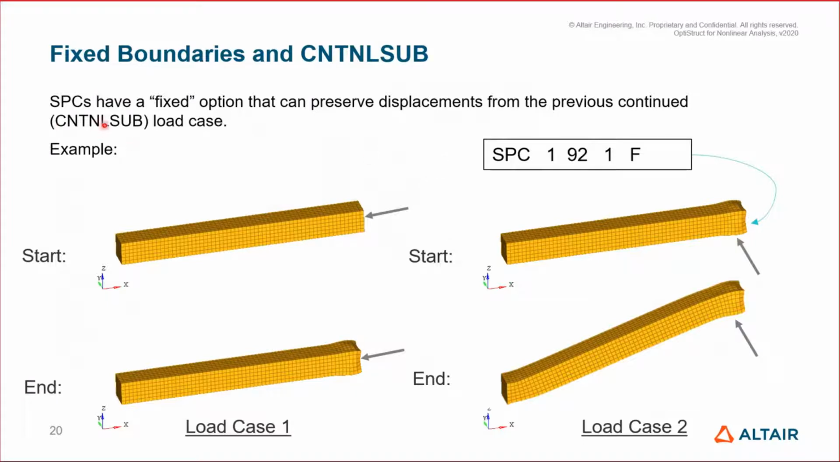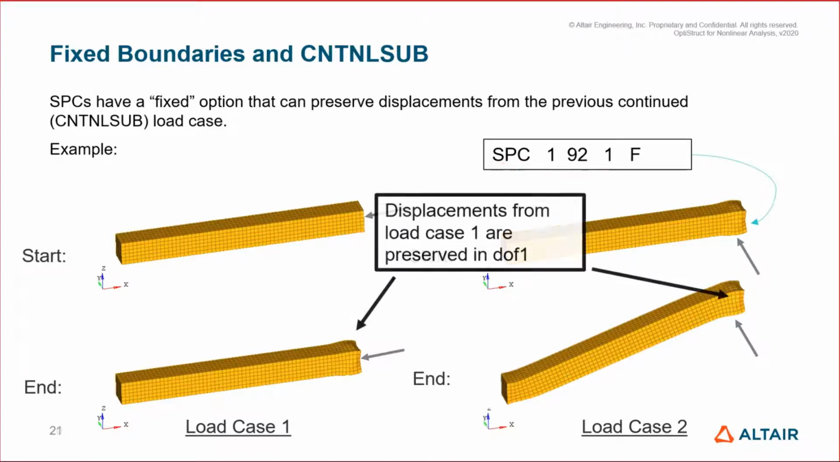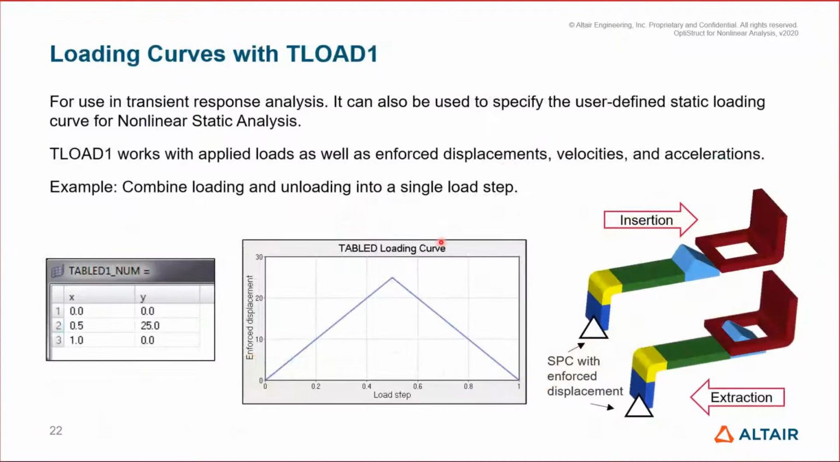If you do not use continuous nonlinear sub, the SPC has the option to have this fixed as well. So in a way, if you're using continuous nonlinear sub, then you don't need to use the fix option. The fix option is similar to maintaining the condition after you have compressed it and then using it for the second step. But now because we have continuous nonlinear sub, you don't really need to define the fix flag here in this SPC card. Previously, we needed to define that. So now you don't actually need to do this.